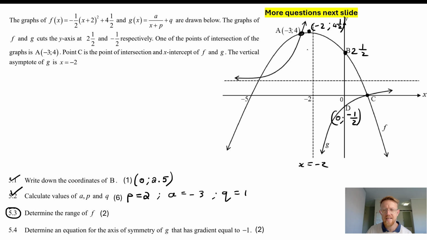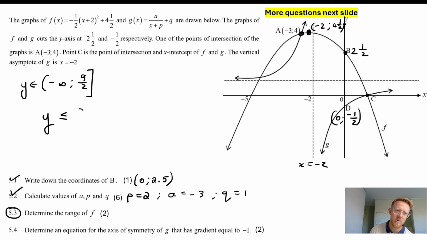Okay, so what we can then see is that the highest value of that parabola is going to be the 4.5, which is this over here. And then the lowest value is going to be negative infinity. So when we give the range answer, it's always the smallest one first. And then the 9/2 is the same as 4.5. And then we include that one because the graph actually does touch that point. If you prefer to use the other format, you could say that y is smaller than or equal to 9/2.